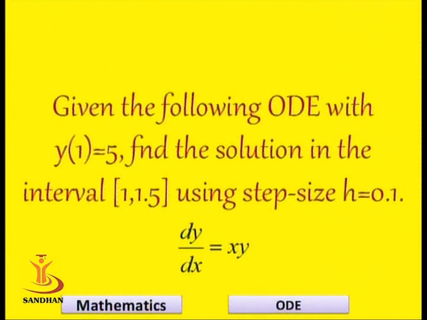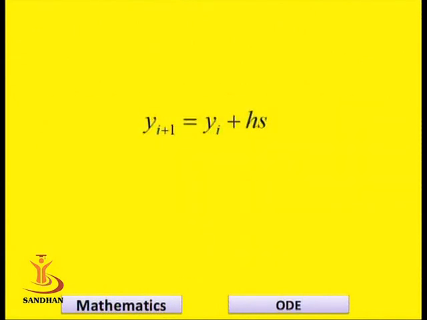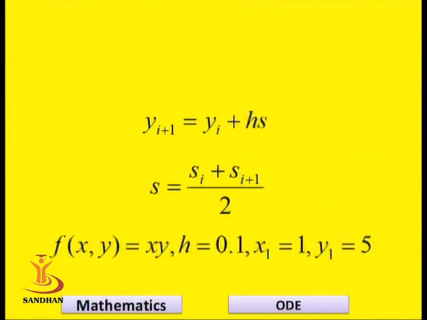Given the following ordinary differential equation with the initial condition y of 1 equal to 5, find the solution in the interval 1 to 1.5 using step size h equal to 0.1, and our ODE dy by dx is given as x into y. yi plus 1 is equal to yi plus h into s, and s is the average of the two slopes. F of xy is equal to x into y, which is given to us. H is given to us as 0.1. x1 is known initial value 1, and y1 is known as the initial value 5, which is given to us.